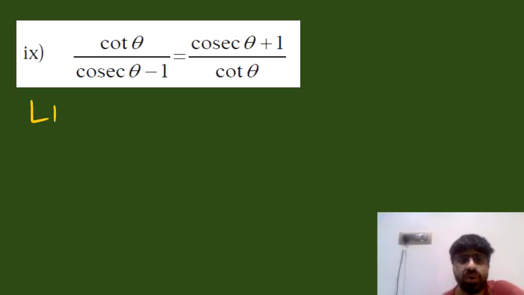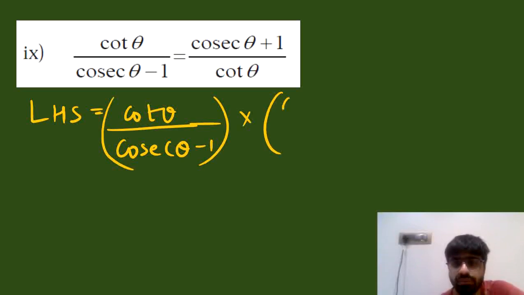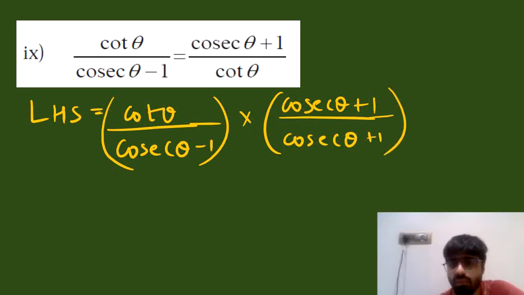Let's quickly take the next one, which is exactly identical to the previous one. It's cot theta upon cosec theta minus 1. So we are rationalizing it with cosec theta plus 1. So in the numerator what we have is cot theta into cosec theta plus 1.